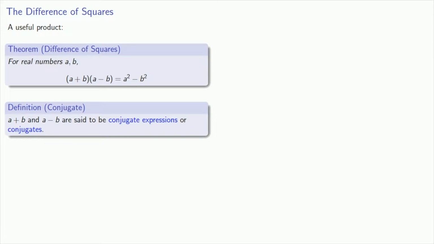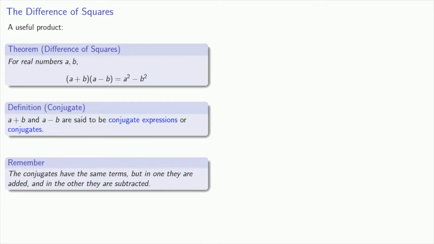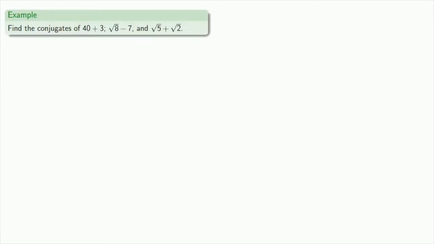All else is commentary. One easy way to remember what a conjugate is, is that the conjugates have the same terms, but in one they're added and in the other they're subtracted. For example, let's find the conjugates of 40 plus 3, square root of 8 minus 7, and square root of 5 plus square root of 2.